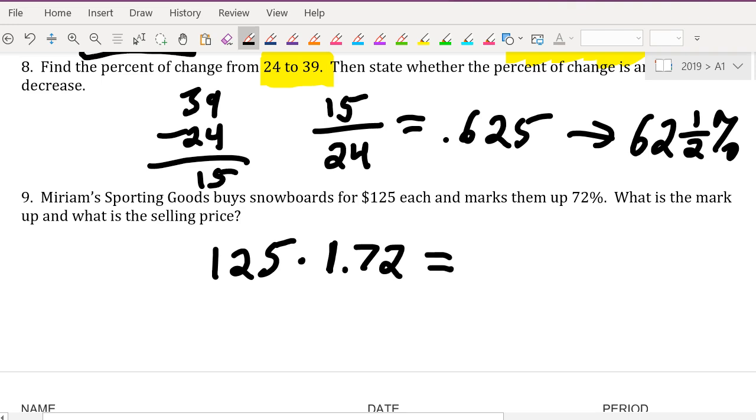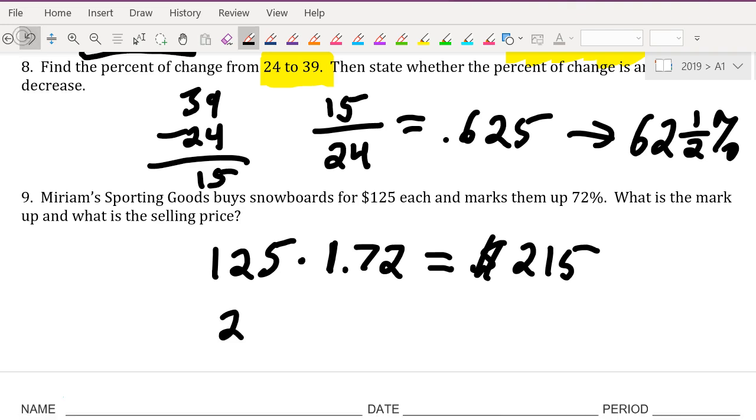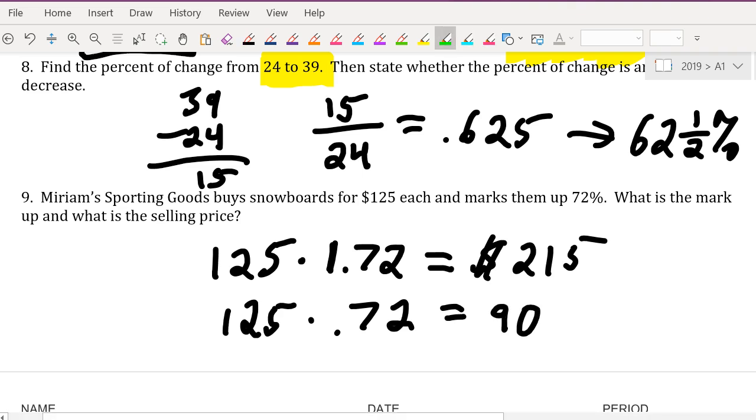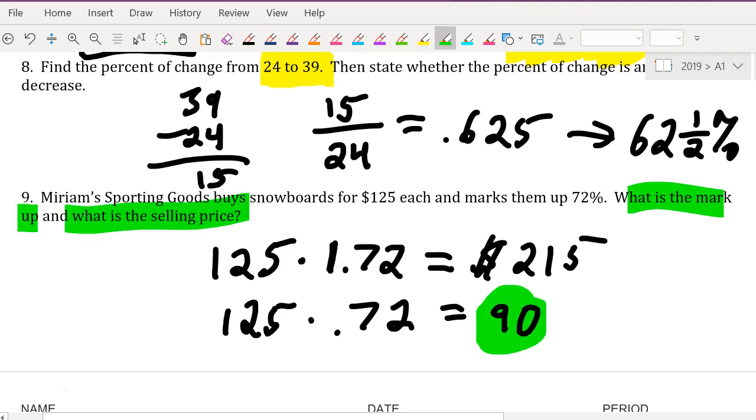1.72. Very good. And that gives you $215. And how much more was that? Well, that was 90 more bucks. Because if you did 125 times 0.72 to find just the markup. Why did they ask you for two answers here? I don't know. But they asked you for two answers. They said, what's the markup and what's the selling price? So you got two answers. The markup was 90, selling price was 215. No, I didn't make this up.